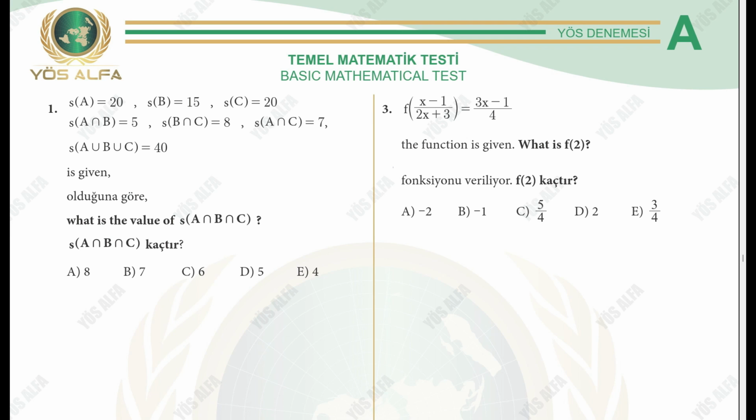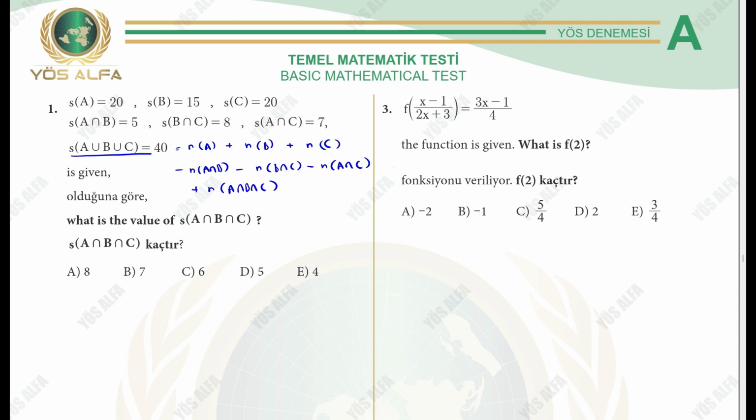Number 1. The numbers of elements of different sets are given, and the number of the elements of A intersection B intersection C is asked. So from set theory, we know that the number of the elements of A union B union C is the same as the number of the elements of A plus the number of the elements of B plus the number of the elements of C minus the number of the elements of A intersection B minus the number of the elements of B intersection C minus the number of the elements of A intersection C, and plus the number of the elements of A intersection B intersection C.